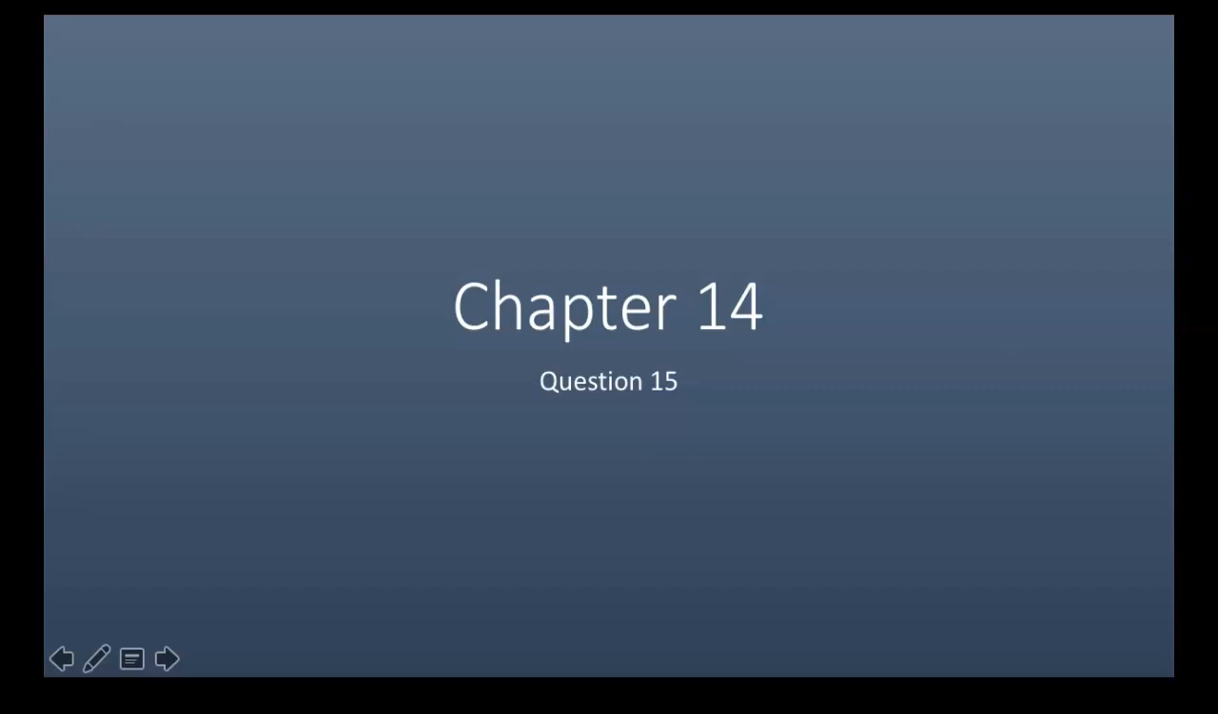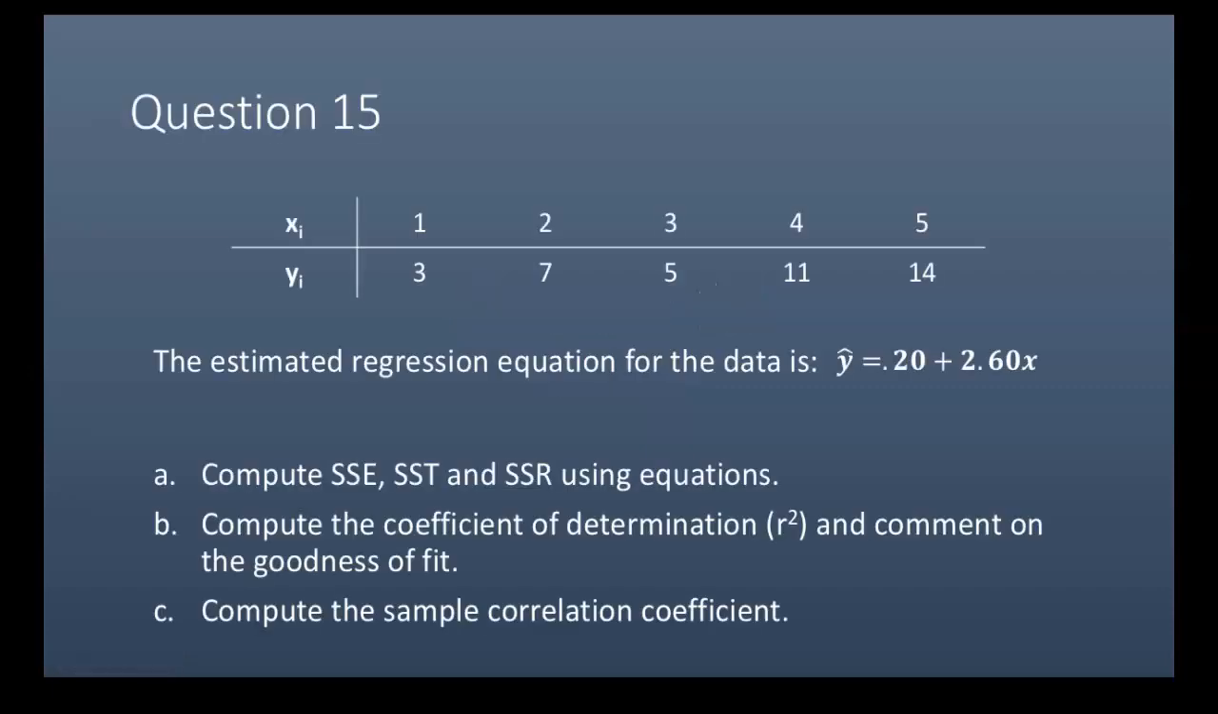Let's work through question 15 from chapter 14. So we were given some x and y values in this question and told that the estimated regression equation for the data is y hat equals 0.20 plus 2.60x. Now there's three different parts that we need to solve. We need to compute SSE, SST, and SSR using equations. We need to find our coefficient of determination and comment on the goodness of fit, and then compute the sample correlation coefficient.